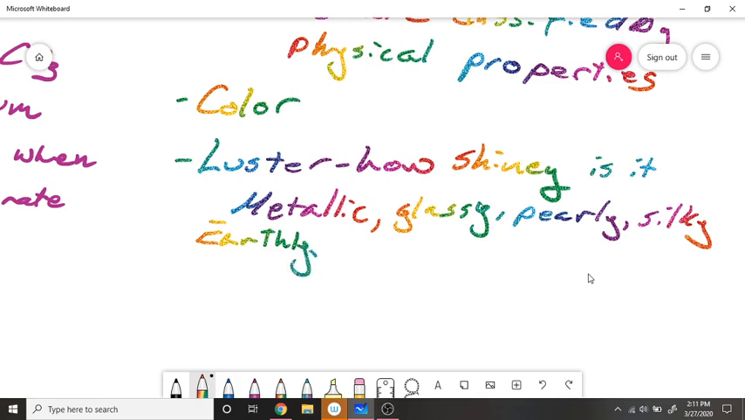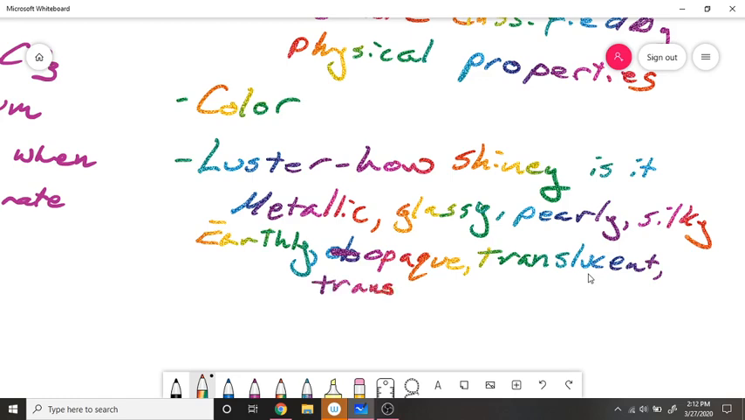They could be opaque, which I cannot spell today. It's O-P-A-Q-U-E. They could be translucent. Maybe I can see a little bit of light through it. They might even be transparent. I can see a lot of light through them.